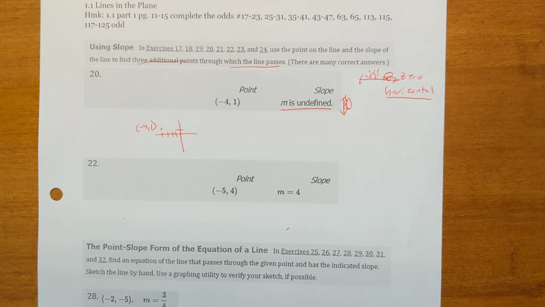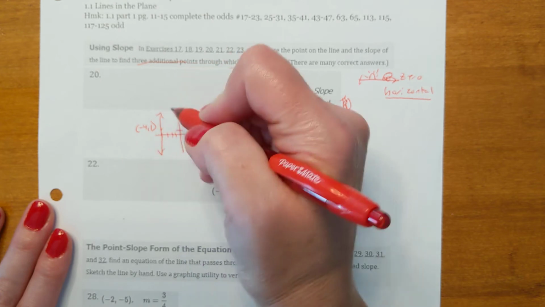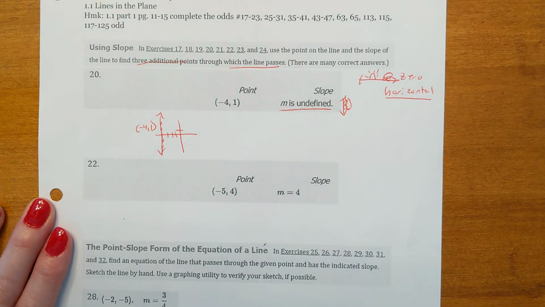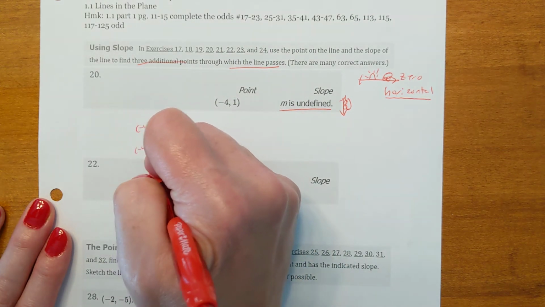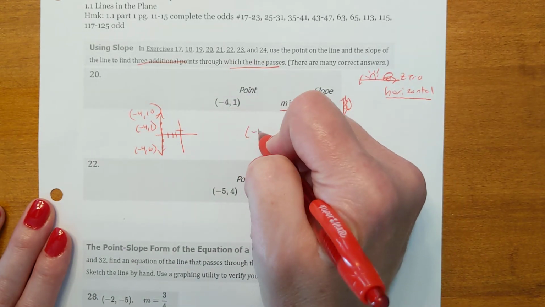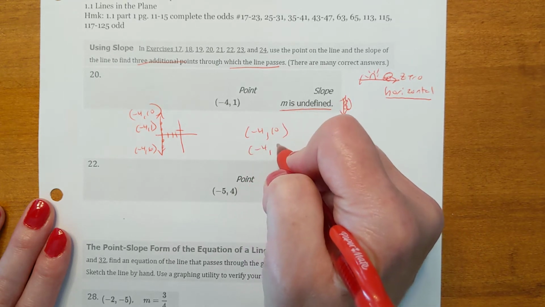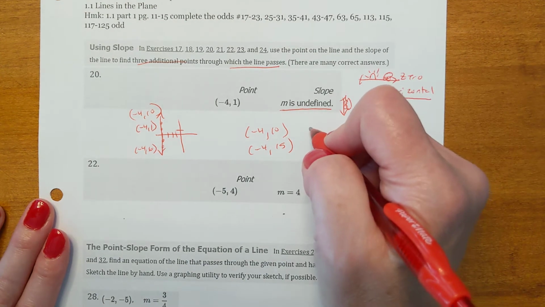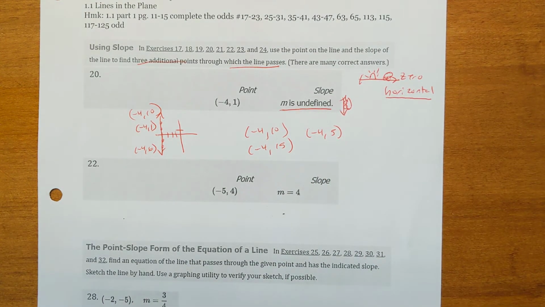All right, so it's going through the point -4, 1, and it's got an undefined slope, so it's a vertical line. And they would like to have more points on that line. Well, for all of those points, the x is going to be -4. So you could have -4, -6, or -4, +10. But any point, as long as the first number is -4, works. So I'll do -4, 10, -4, 15, because they want 3 additional points. All right, so -4, 5. So there we go. There's 3 points.